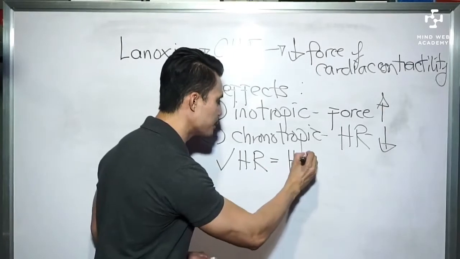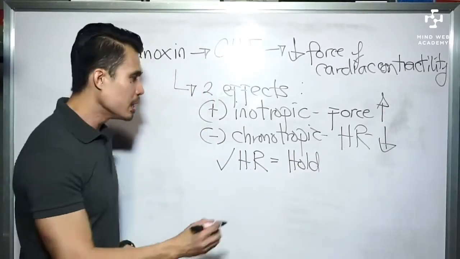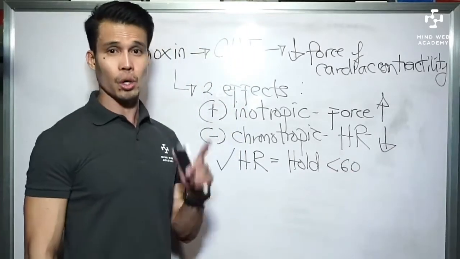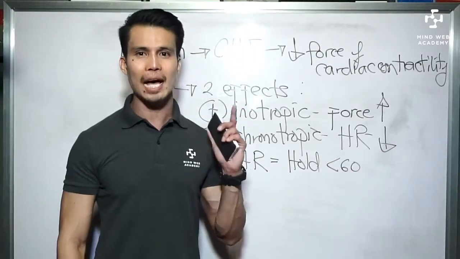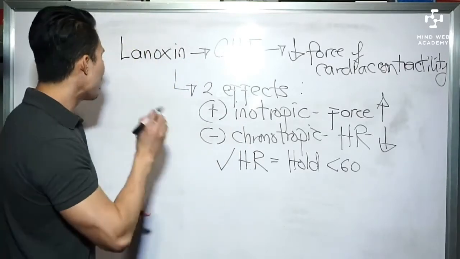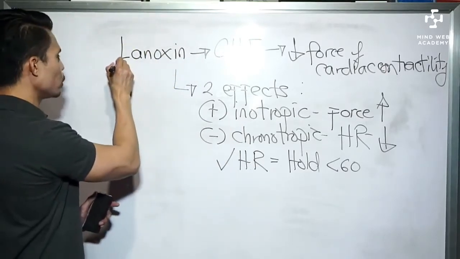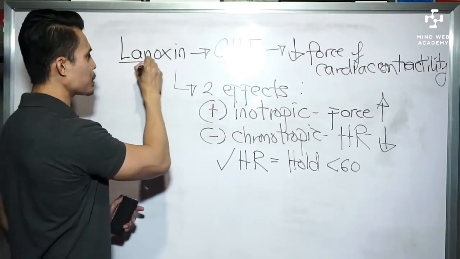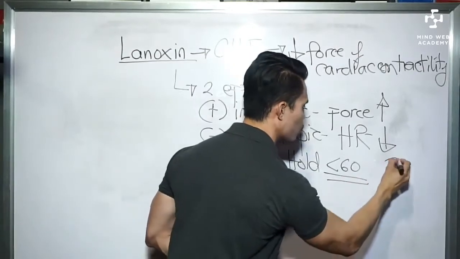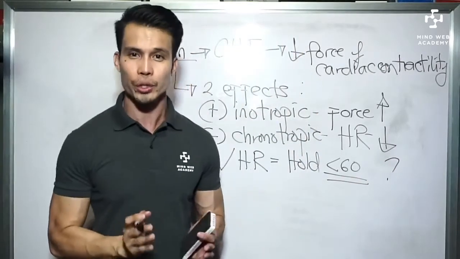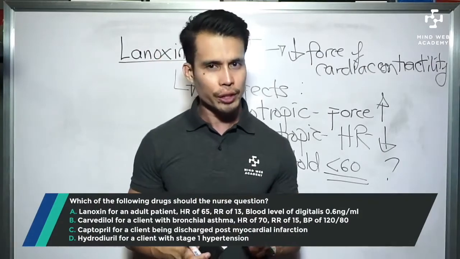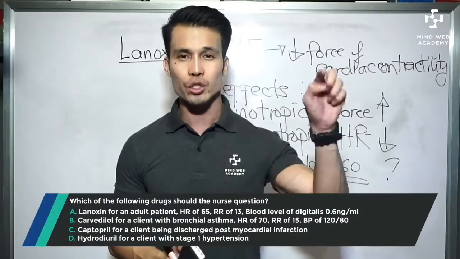Hold your lanoxin, nurses, if you have a heart rate of less than 60. So you can always question if your question in NCLEX is lanoxin and the heart rate is less than 60. Question that order. So if the patient is suffering from bradycardia and the doctor's order is lanoxin, question that order.